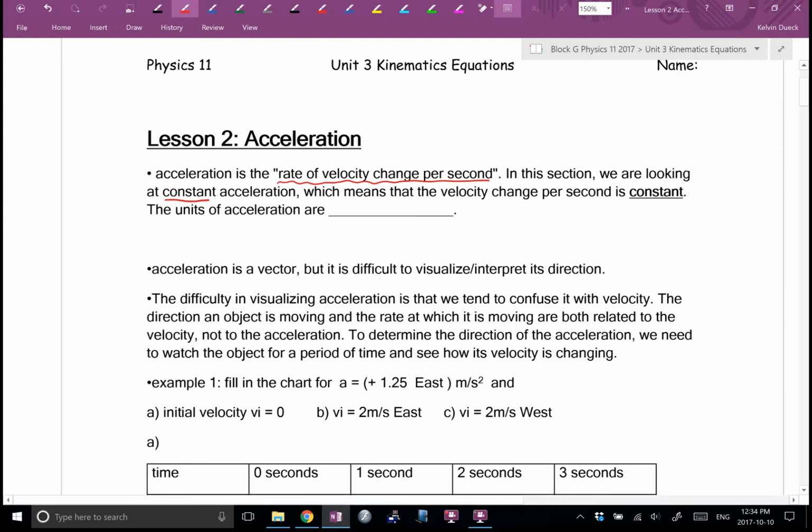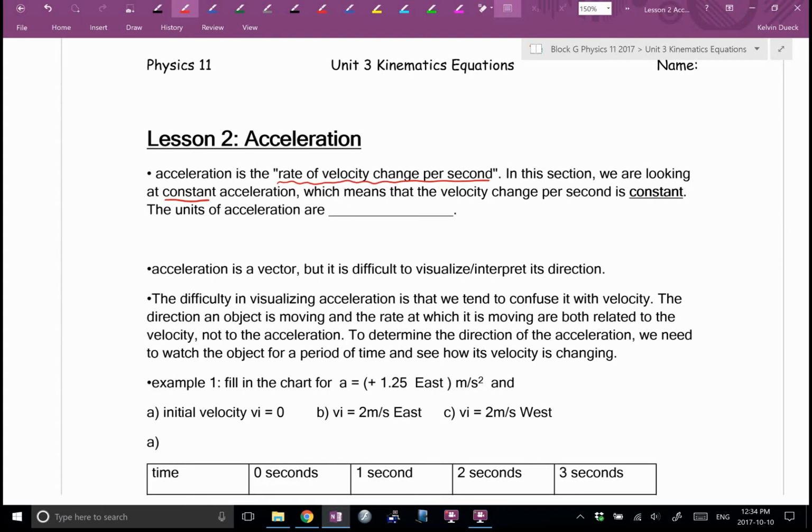If you want a changing acceleration, you really need calculus to do that properly. We will look at one situation next year where the acceleration is changing, but the part of it that's changing is its direction, not its magnitude. And so we can deal with that next year in Physics 12, but really need calculus.